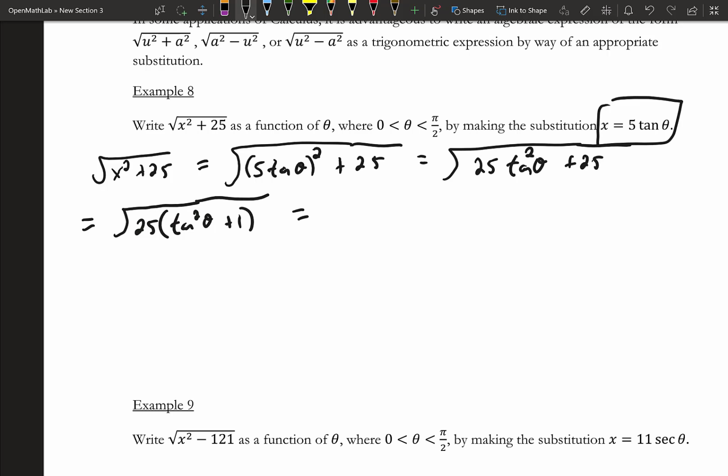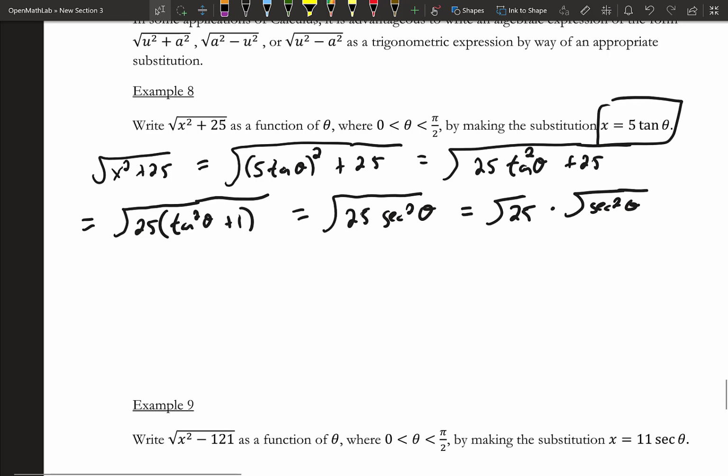So tan squared theta plus 1 is a Pythagorean identity, right? So this would be equal to the square root of 25 secant squared theta, because tan squared theta plus 1 equals secant squared theta. Then, using properties of radicals, I could split this apart to be radical 25 times radical secant squared theta, which would be equal to 5 times secant theta.